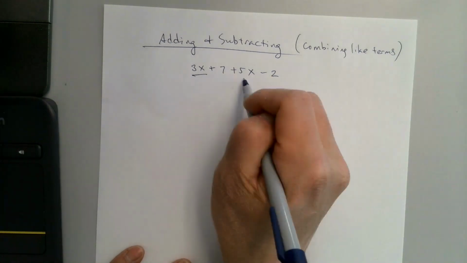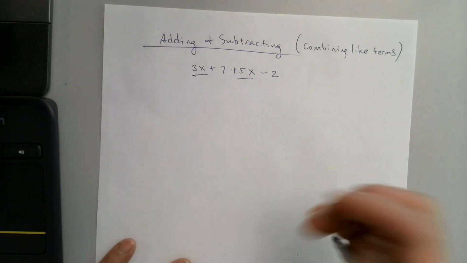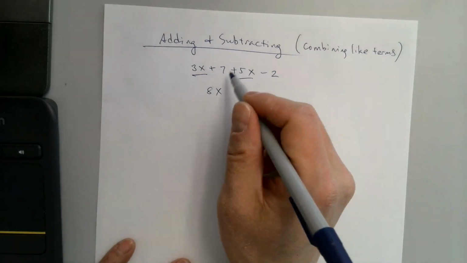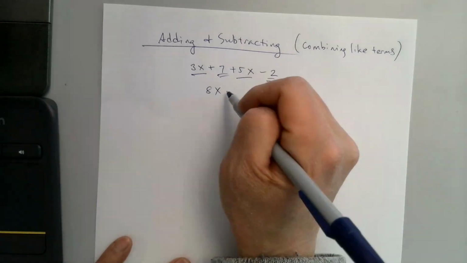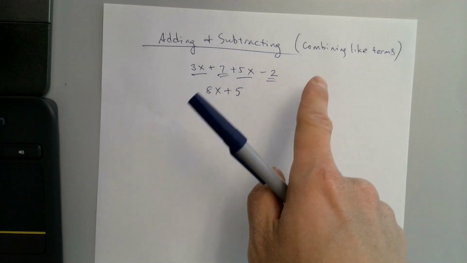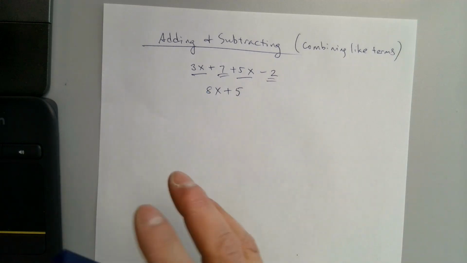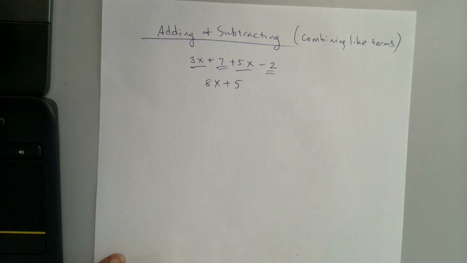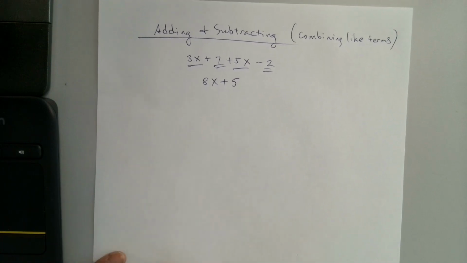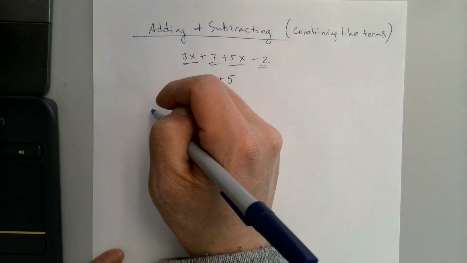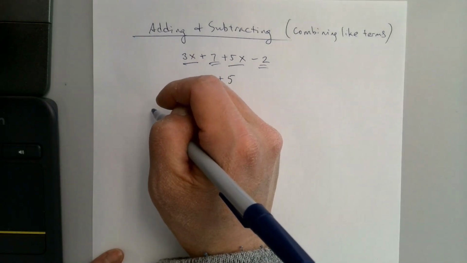Well, we had to identify like terms in order to do that. 3x and 5x, like terms, and we put them together. 7 and 2, like terms, so we put those together. So think back to that when we identify like terms in polynomials. So here's a polynomial that has some like terms in it.